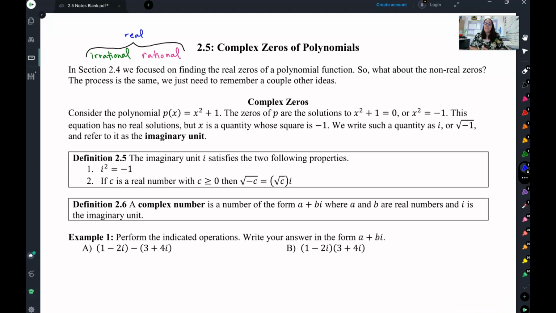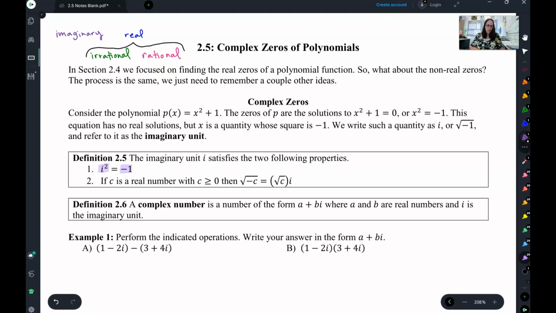Now, if it's not a real number, that means it cannot be written as a decimal. We also have the imaginary numbers. So imaginary numbers are anything that have i, which we have right down here defined for us. i squared is -1. So that means i is the square root of -1. So that is how we define our imaginary number.